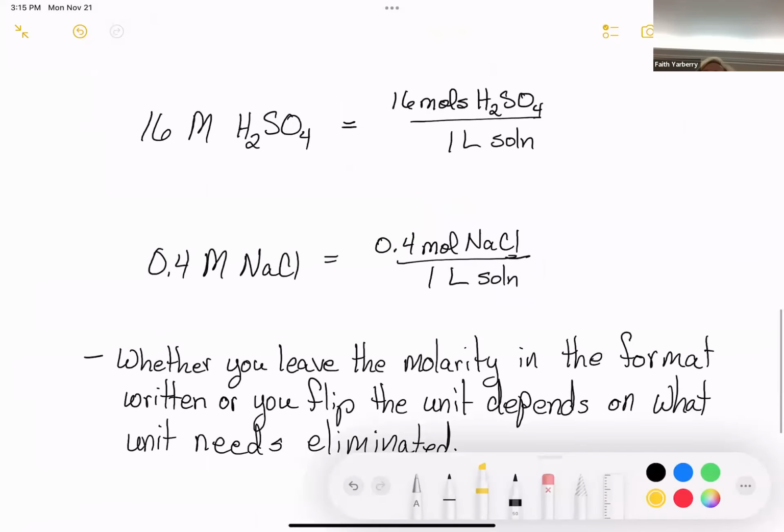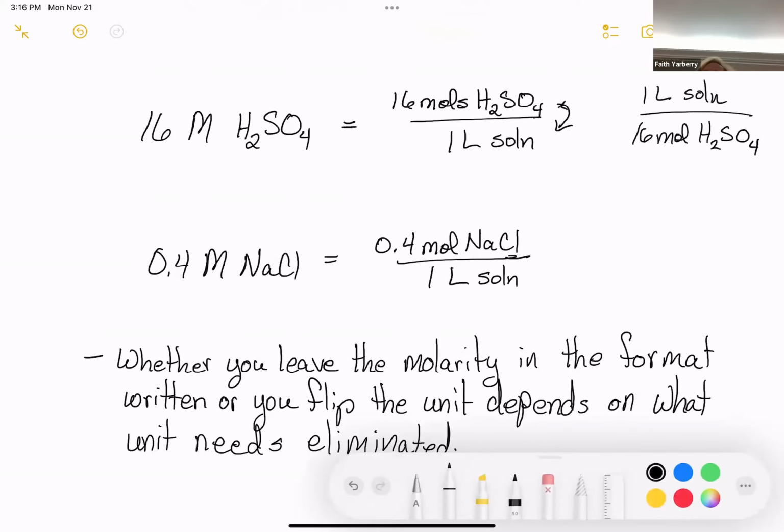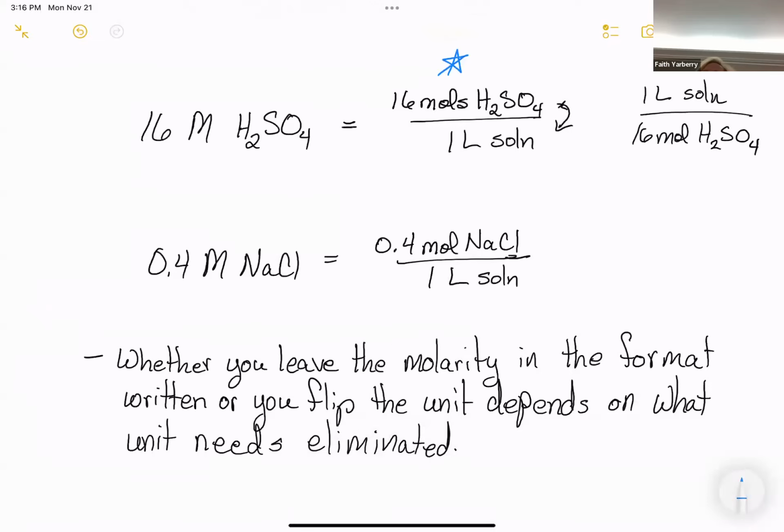Now, whether you leave the molarity as moles over liters, or you flip it to be 1 liter over 16 moles of sulfuric acid, that, folks, is determined by what you need to get rid of in your conversion. If you need to get rid of liters in the conversion, then the original format will be the format that you need. But if you need to get rid of moles in your conversion, then you need to flip it.